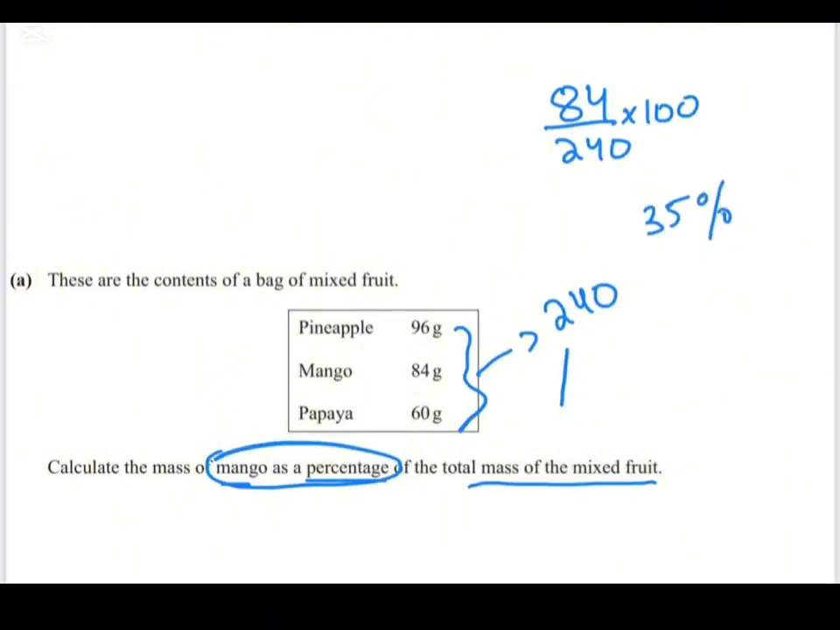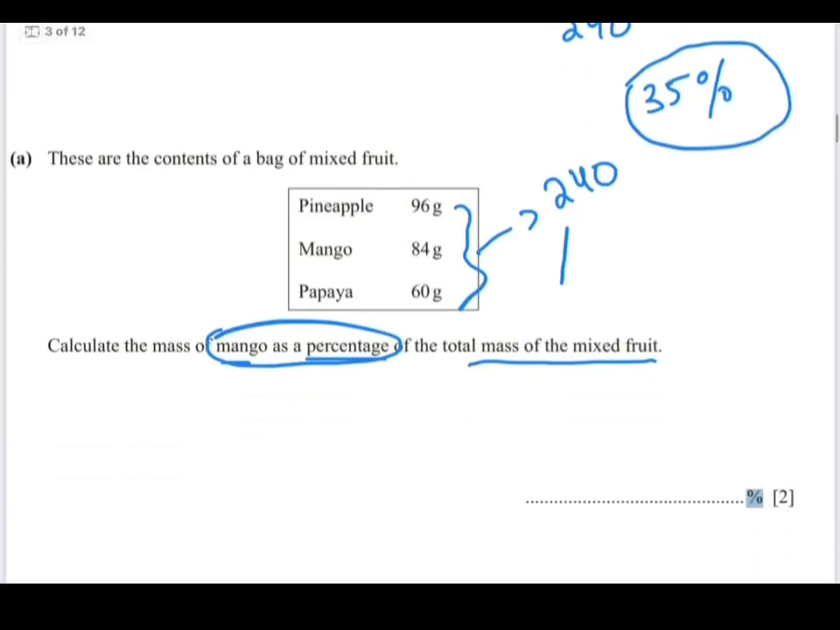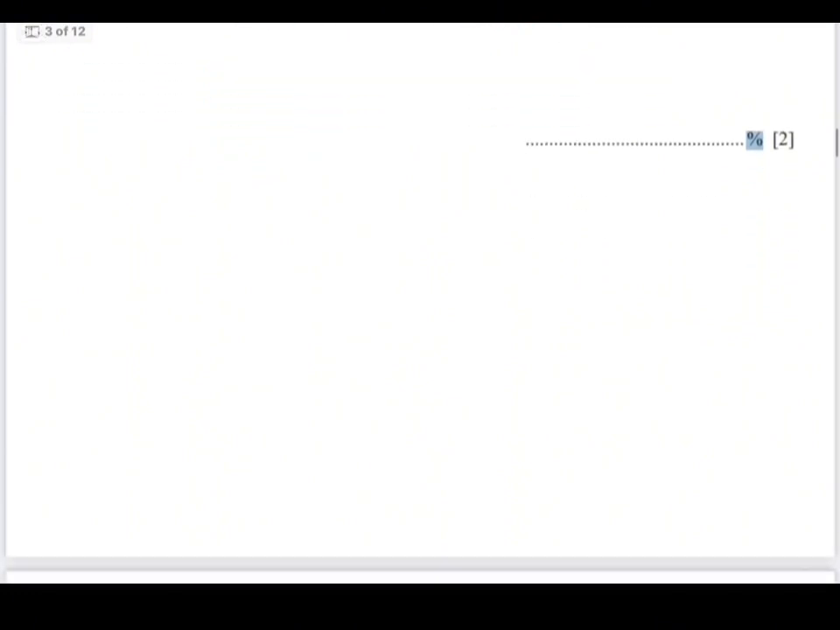So the mass of the mango is 35% in this mixed fruit. So I hope everything is clear. I know you know these simple calculations, that's why we have done these types of things in previous classes, so I am quickly doing this calculation. The main concept is percentage, the main topic is percentage.